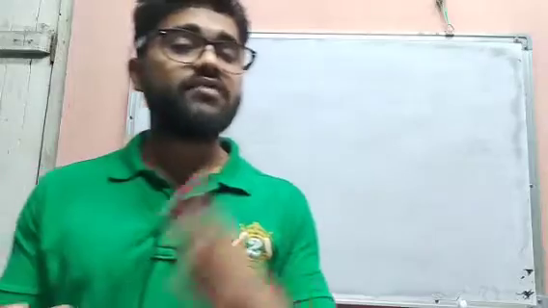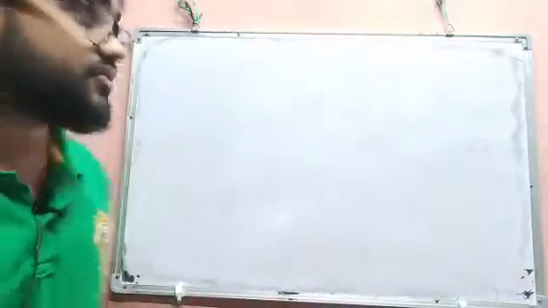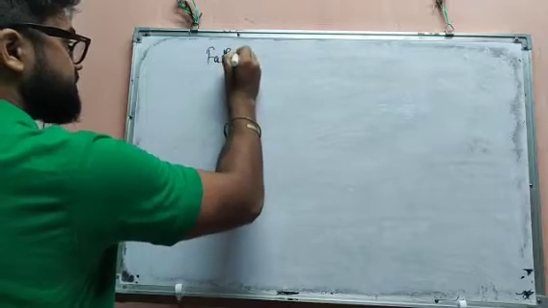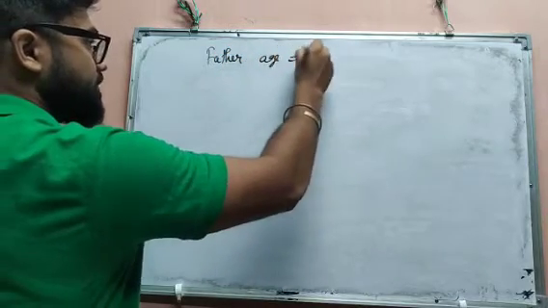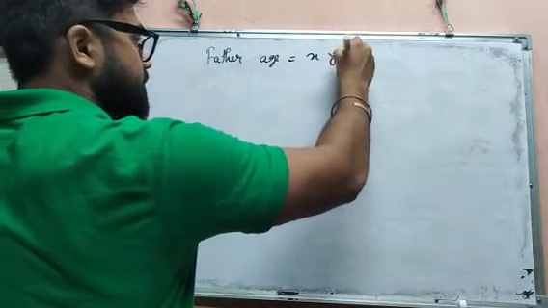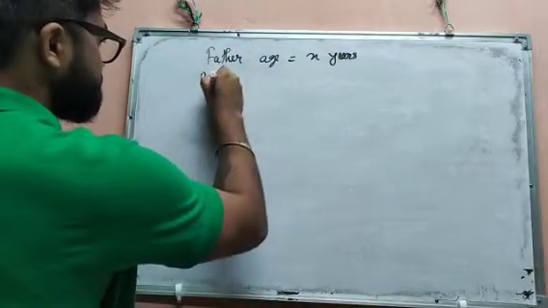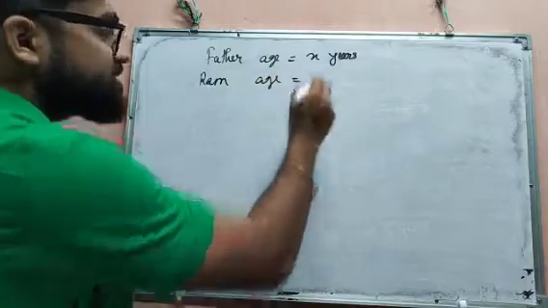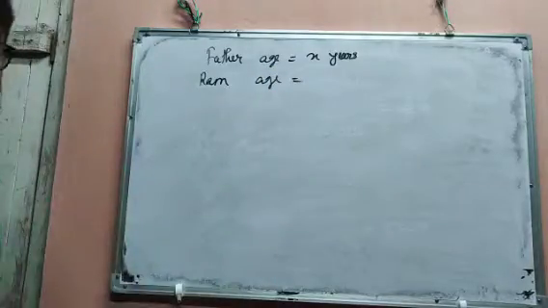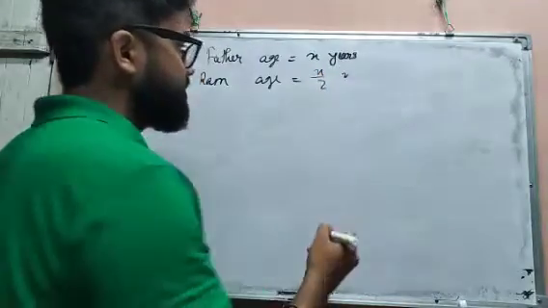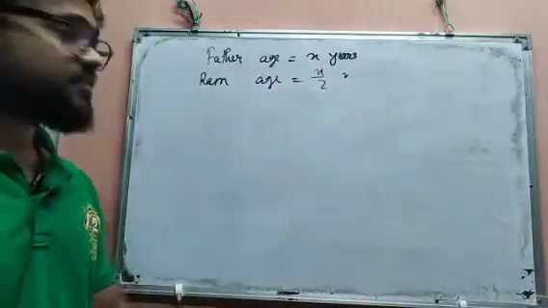So we have to take the father's age as x years. Father's age equal to x years. So Ram's age, you said that he is half of his father's age. So half of the father's age will be what? x by 2 years, because it is half of his father's age.